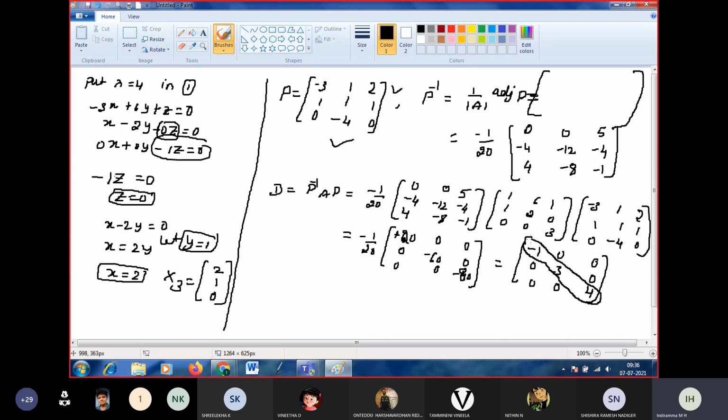Your diagonal elements will be your eigenvalues. This is your lambda 1, the first eigenvalue. This is your lambda 2, the second eigenvalue. And this is your lambda 3, the third eigenvalue.